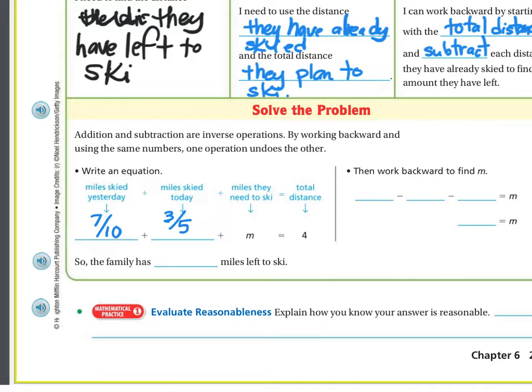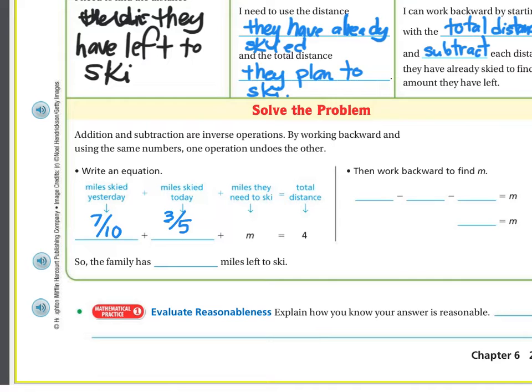Plus M. You're just making up a letter. It could be M, usually it's X or N. It can be any letter that represents a number that we don't know. So that's what algebra is. We don't know what that is, so that's why it's M. We're giving it a letter because that's what we have to figure out. Then the total distance equals 4. So that's why we're working backwards, just like Ellie said earlier. We know the answer. We know the total that they want to ski. They want to ski 4 miles.